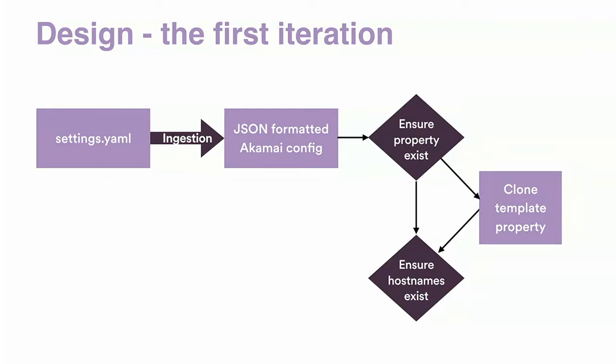The next step is to check if the property already exists. If it doesn't, we need to create the property by cloning our template with our advanced metadata. If the property exists, we can go to the next step, which is to ensure that all of the host names exist. It might be that someone updated the list of host names, some might have been added or deleted. So these are now created with a separate API call.